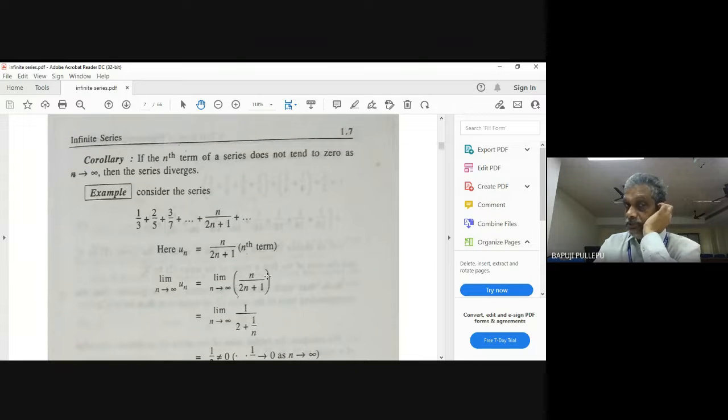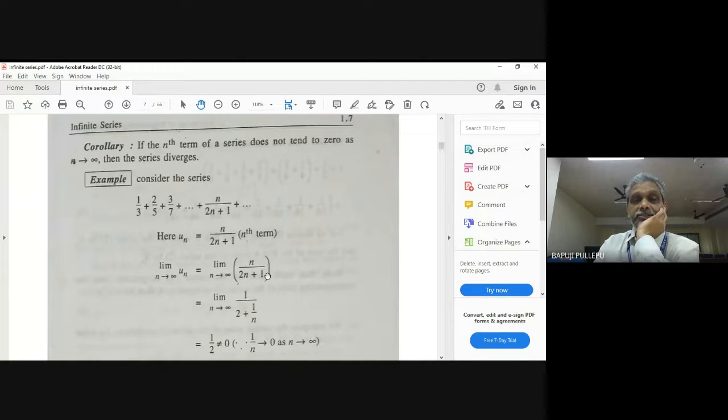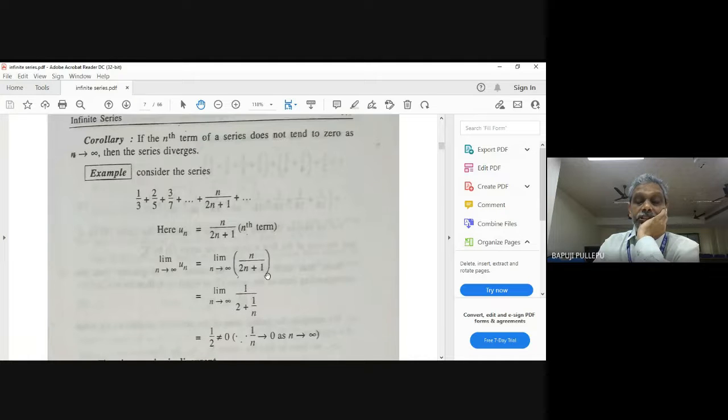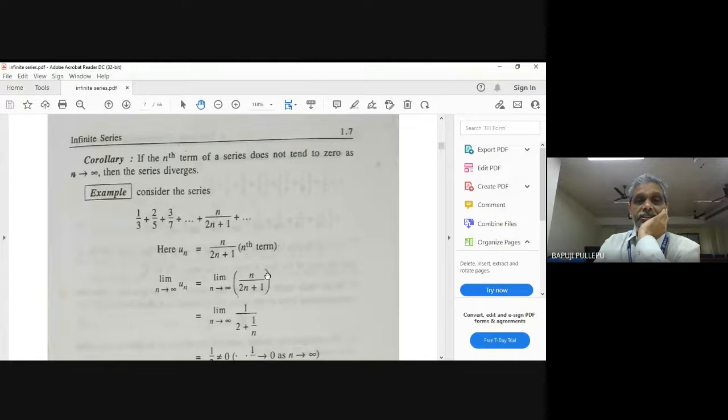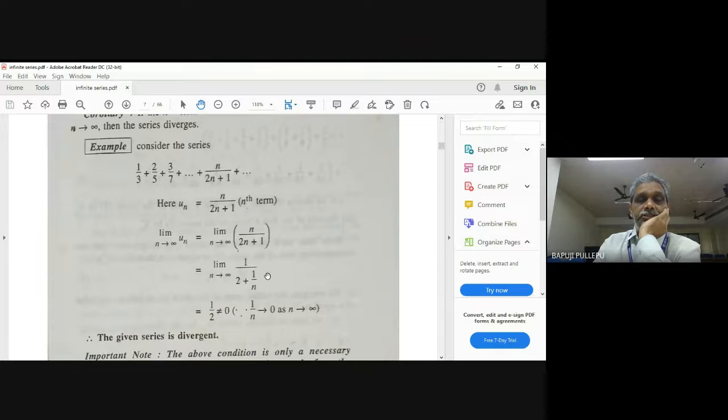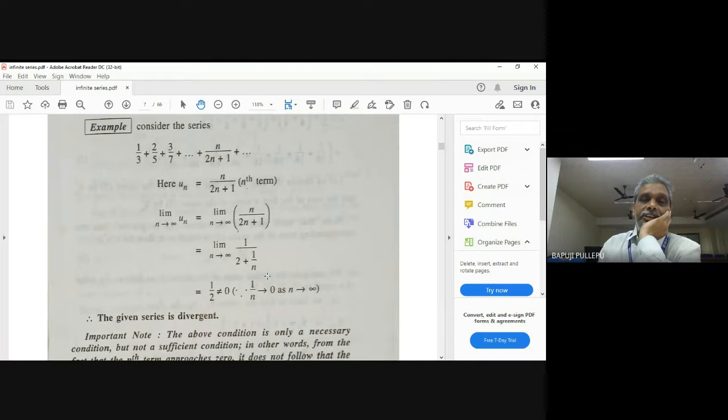If the limit of u_n as n tends to infinity is 0, it may be convergent; not equal to 0 means divergent. So what will you get? Already you are familiar: as n tends to infinity, you can take n common, so you will get 1/2, and the n will cancel. So the limit is 1/2, not zero, and the series is divergent.